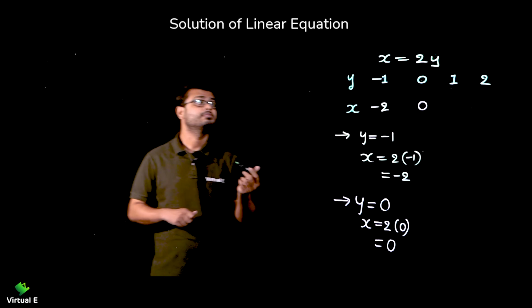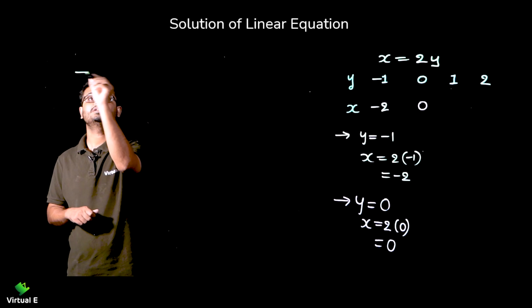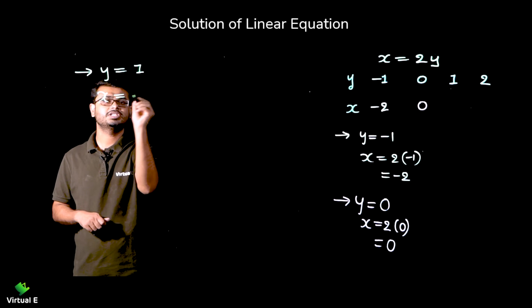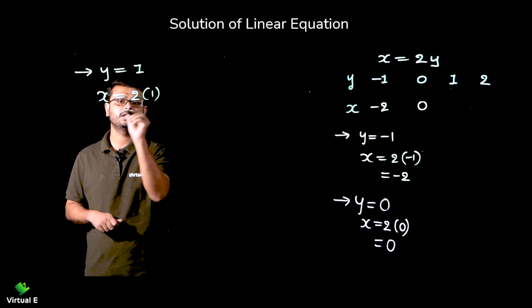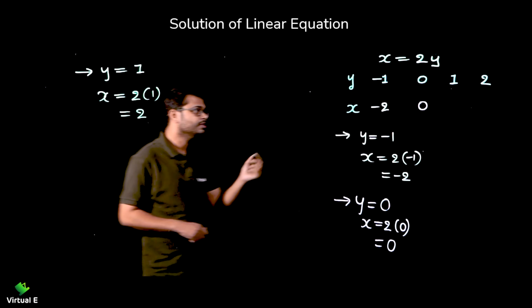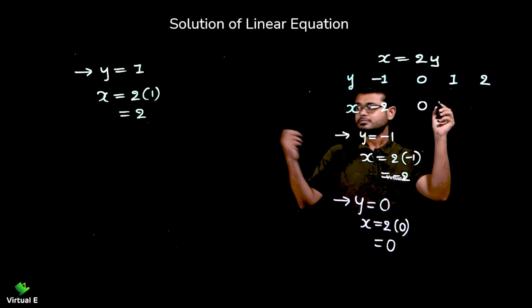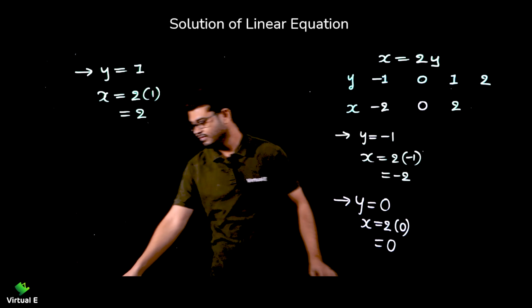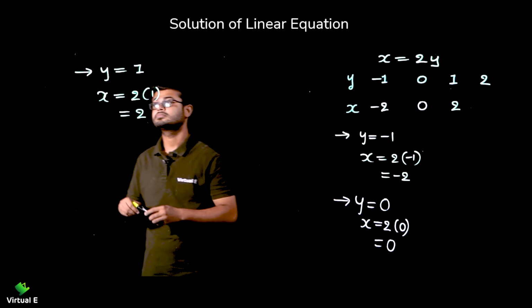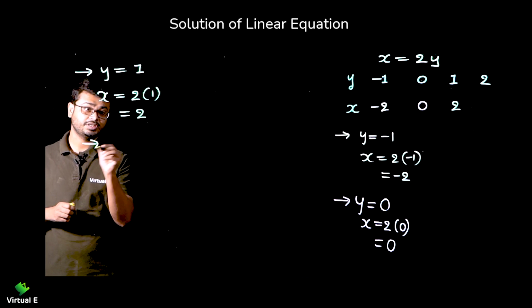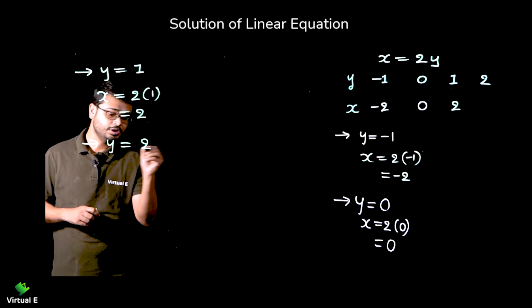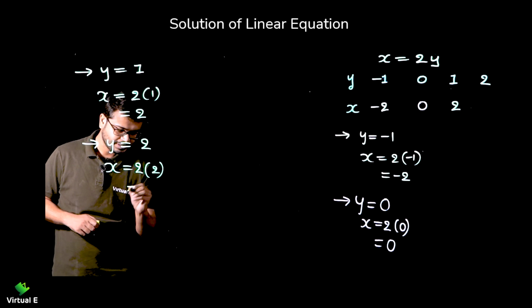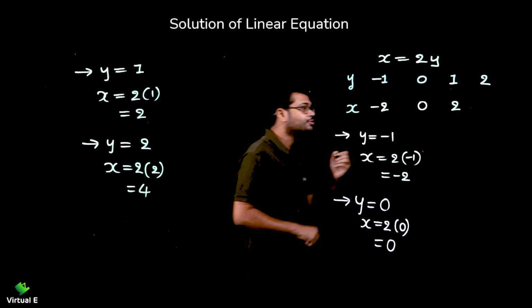Let's move on to the third solution. y is equal to 1. So you get x is equal to 2 into 1, that is 2. So you take 1, you get 2 as the answer. And last, we have y is equal to 2. So x is equal to 2 into 2, that is 4. So what is the solution over here? That is 4.